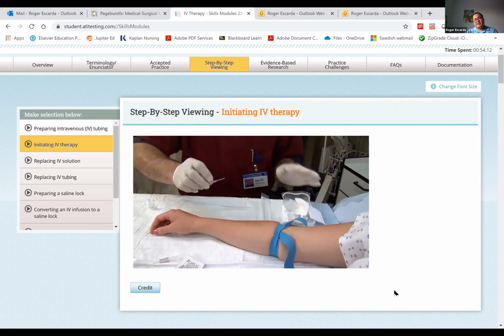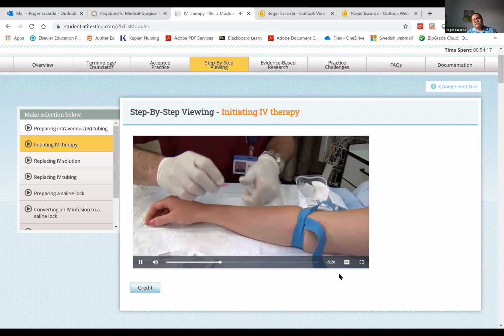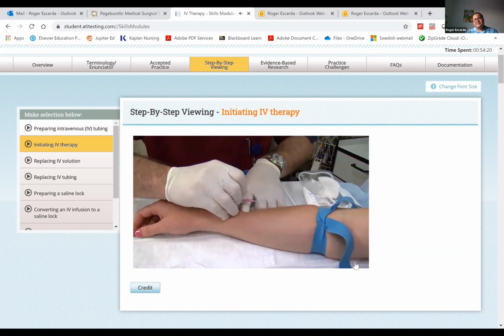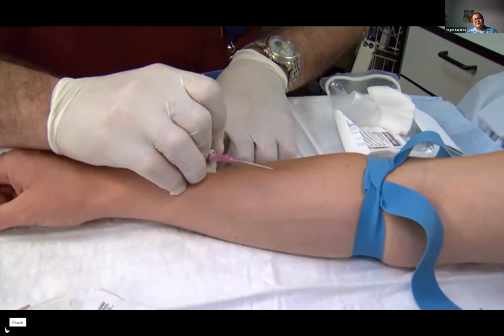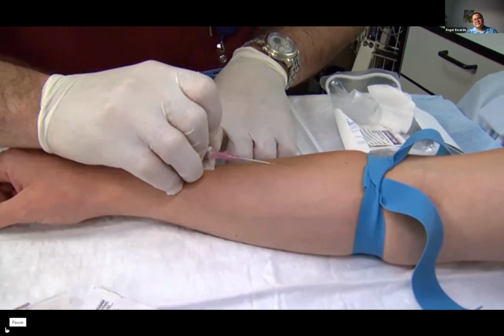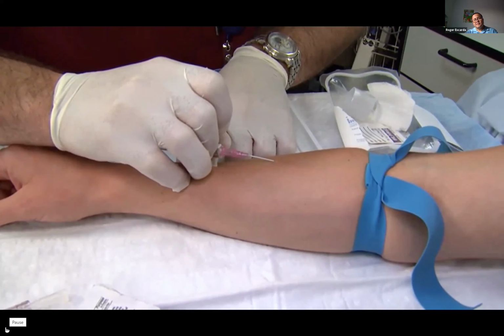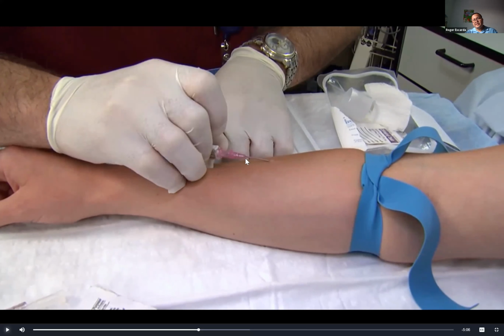With your non-dominant hand, anchor the vein by gently pulling the skin taut below the insertion site. With the bevel of the needle facing up and the IV catheter at a 10 to 30 degree angle to the vein, quickly pierce the skin. Once you pierce the skin, continue to stabilize the vein, and with the catheter still at the 10 to 30 degree angle.